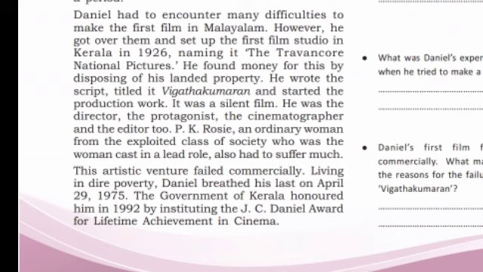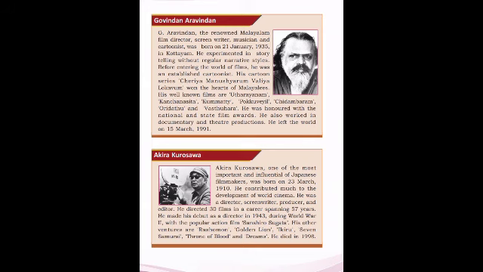The government of Kerala honored him in 1992 by instituting the J.C. Daniel Award for Lifetime Achievement in Cinema. Next one, Govindan Aravindan. G. Aravindan, the renowned Malayalam film director, screenwriter, musician, and cartoonist, was born on 21st January 1935 in Kottayam. He experimented in storytelling without regular narrative styles.